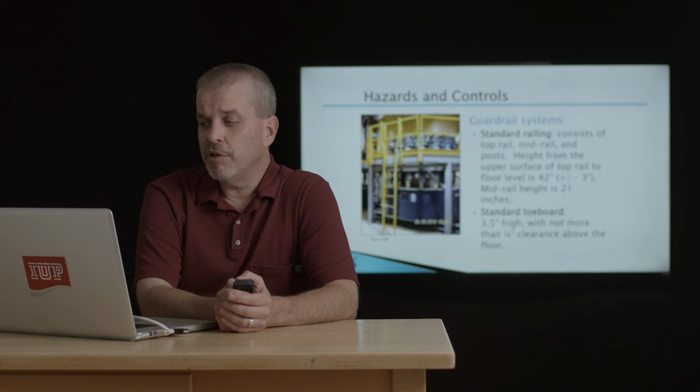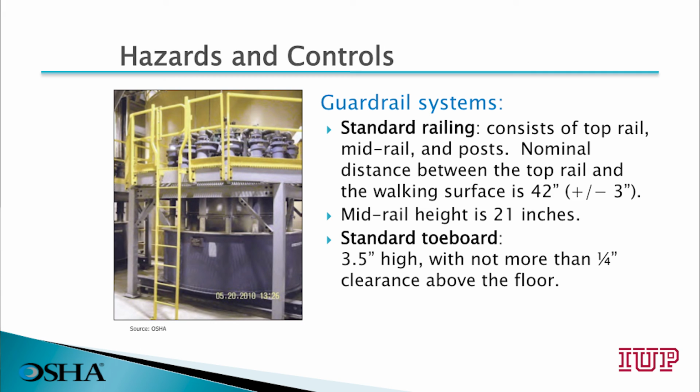Standard railing consists of a top rail, mid-rail, and post. Height from the working surface to the top rail is 42 inches. The mid-rail height is 21 inches. You need to provide a standard toe board, which is at least 3.5 inches tall, anytime someone's working below.